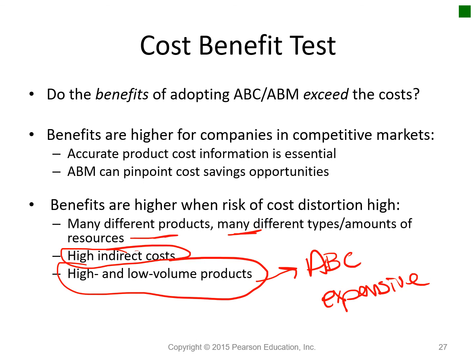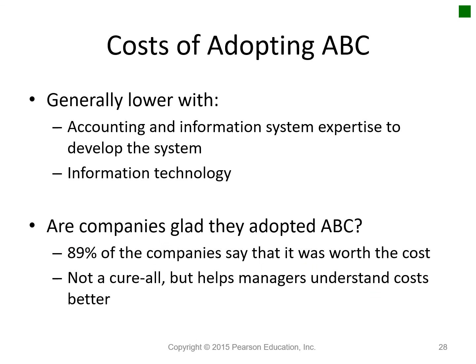So remember, ABC is more accurate than just one overhead rate because of the multiple rates. But it's not for every company. Not every company actually needs it. And again, it really does depend on the actual setup of what you're producing. Generally when you do adopt it, you are using the accounting systems in place, you're using the available technology, and generally your costs typically do go down with this.